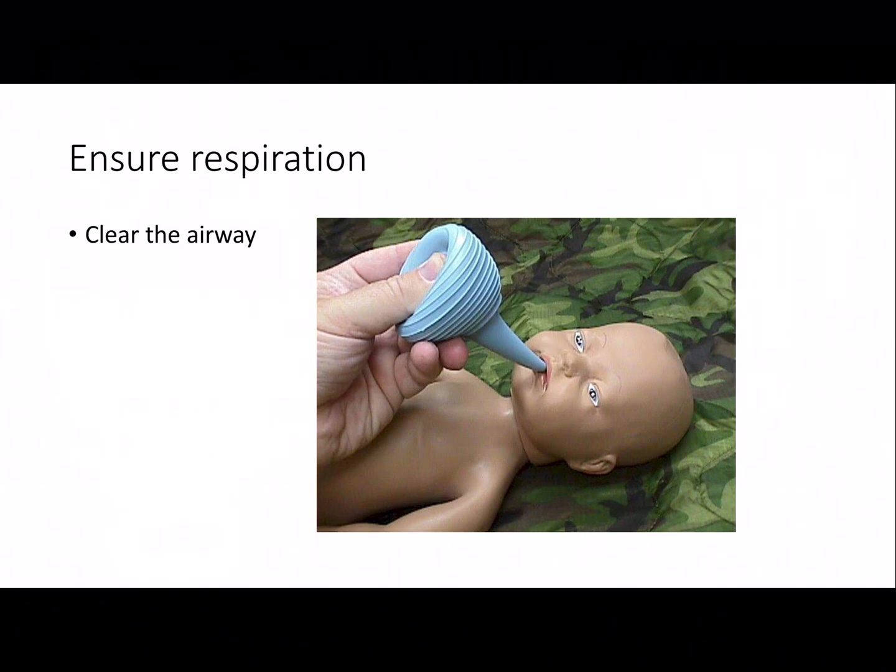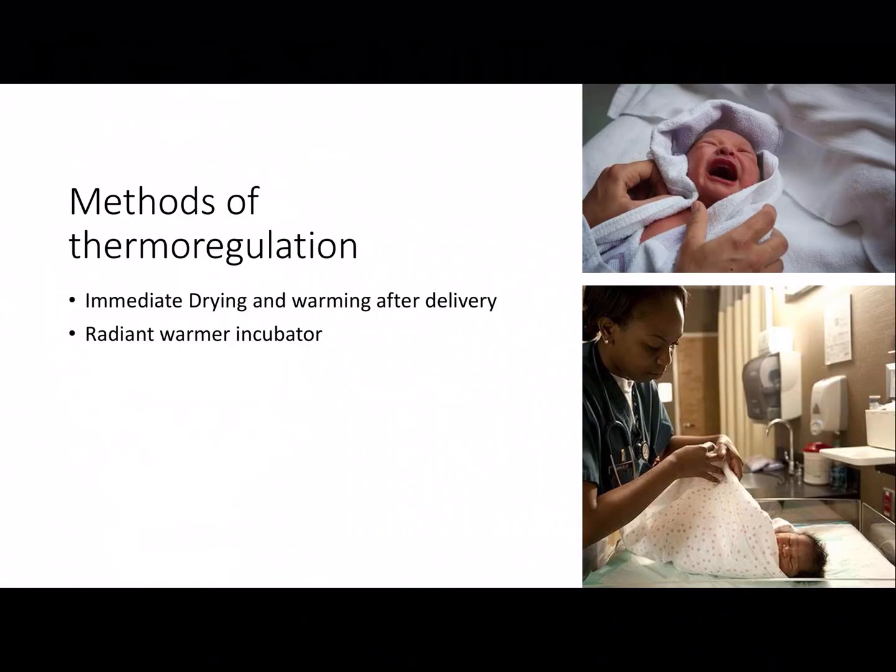Next, we need to maintain the temperature of the baby. The method of thermoregulation is immediate drying and warming after delivery, and a radiant warmer or incubator. By drying the baby after delivery we prevent heat loss by evaporation, and by putting the baby in an incubator or radiant warmer we prevent heat loss by convection.